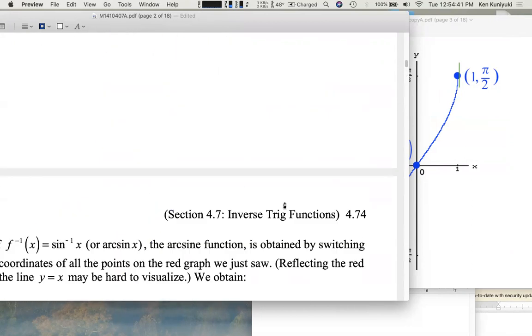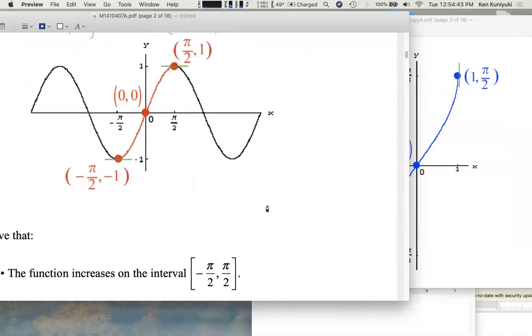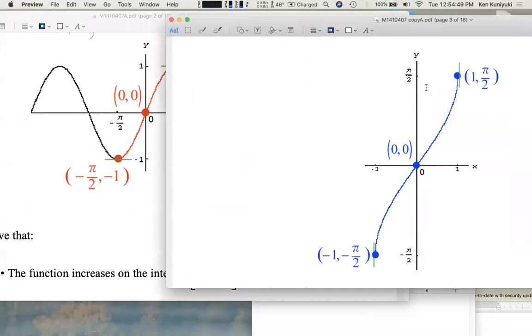So observe, the old domain went from negative pi over 2 to pi over 2. That's the new range, from negative pi over 2 to pi over 2. By the way, pi over 2 is about 1.6. So this graph here, if you're using equal scaling on the x and y axes, is a bit taller than it is wide, if you're using equal scaling.